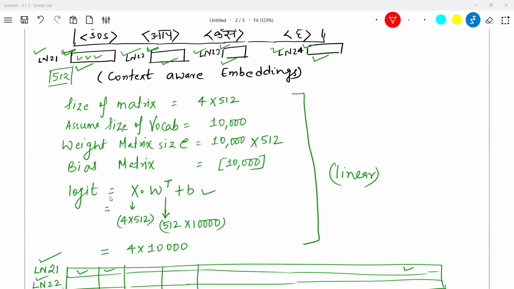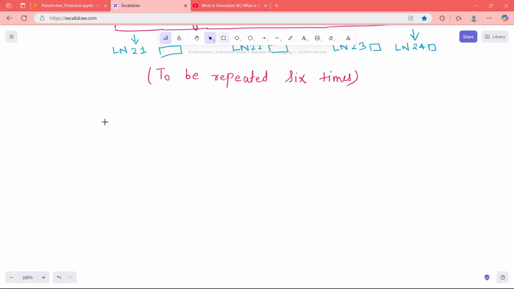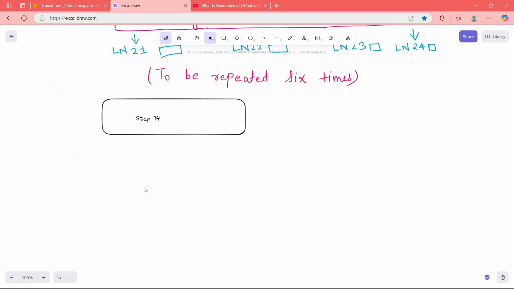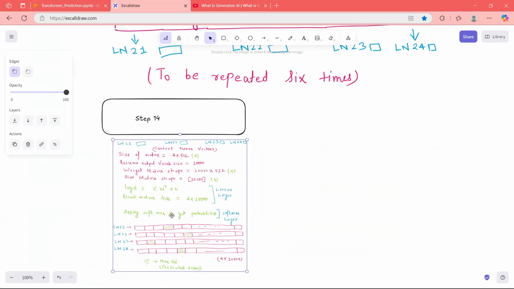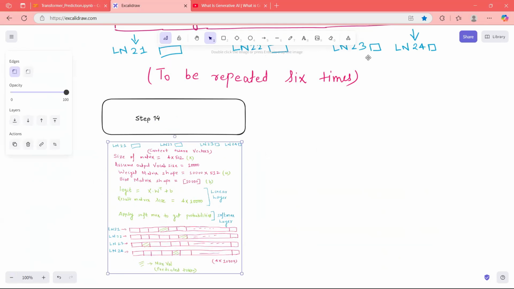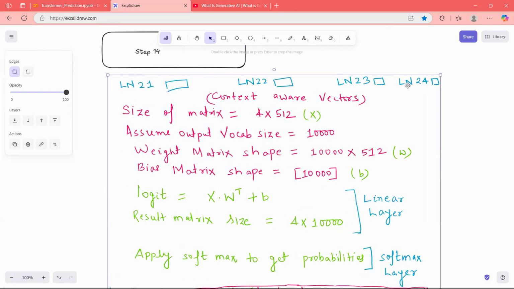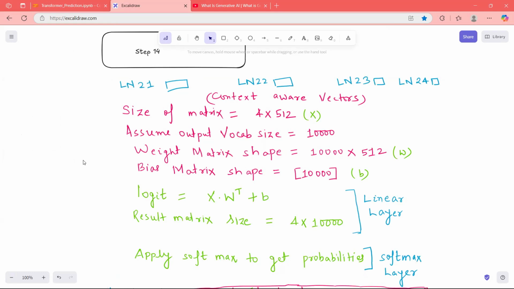And if I have to give you a diagram which you can refer to, I have that for you. Let me give it to you. This is basically step 14, and I will paste it here. So ln21, ln22, ln23, ln24 you have. You take ln21, 22, 23, 24, the context aware vectors. The size of the matrix is 4 into 512, basically x.